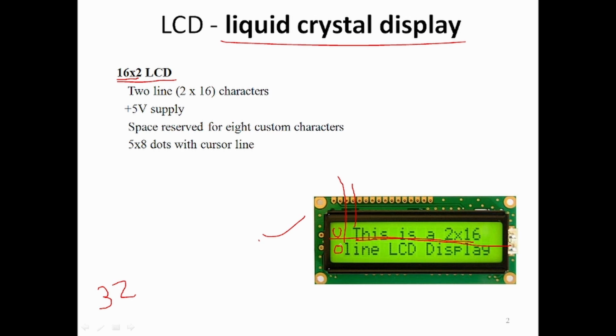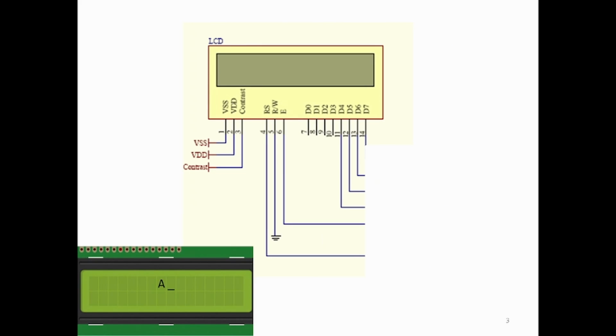Basically it requires a 5-volt supply. The size of each character space is 5x8 dots with a cursor line. Now, these are the pins. In the LCD you can see we have a total of 8 data pins, 3 control pins, and these pins are for power supply, ground, and for contrast adjustment.